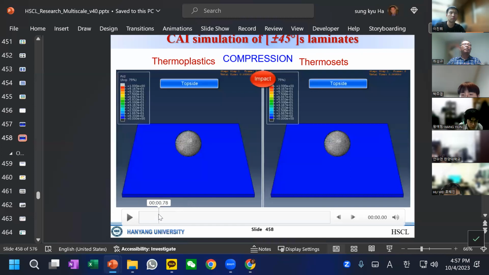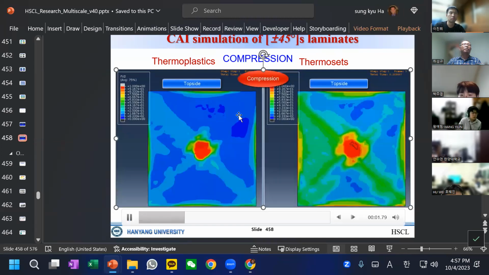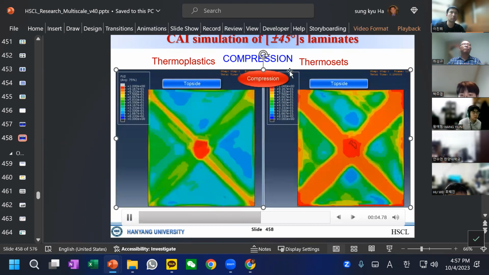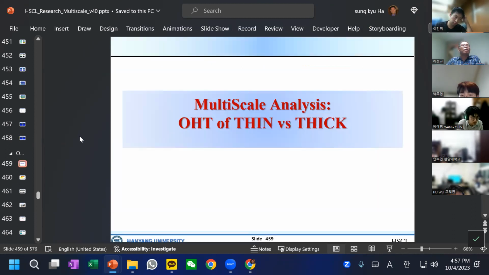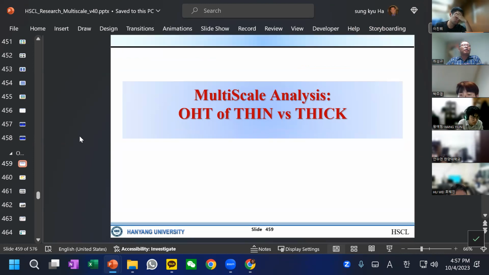And then this is the compression following the impact. As you can see, the compression behavior will be significantly dropped due to the damage generated by the impact. So the topic I'm trying to share with you is not the main topic of this course, but I'd like to help you understand the composite behavior from a micromechanical view.